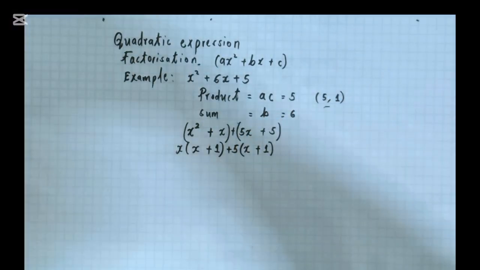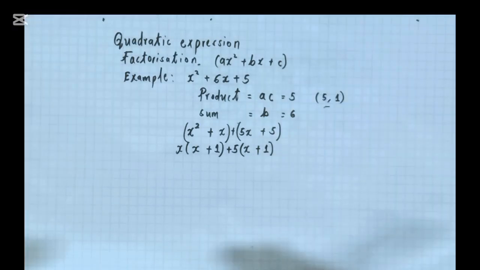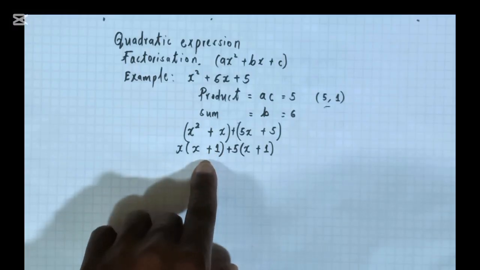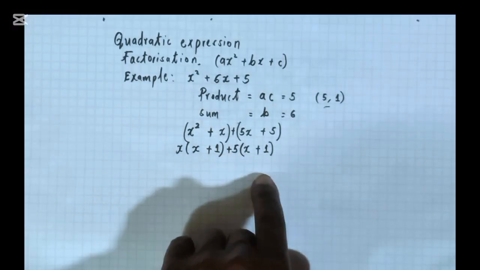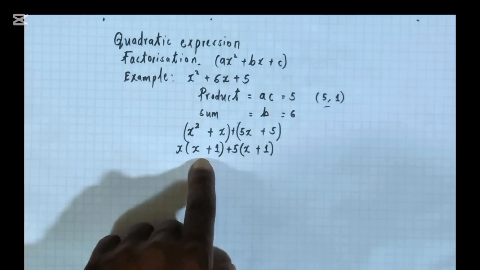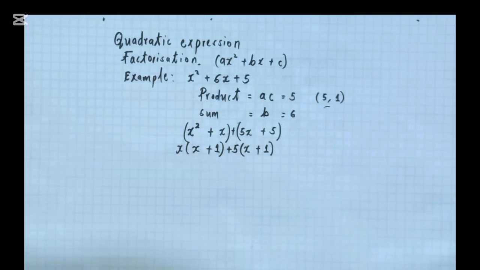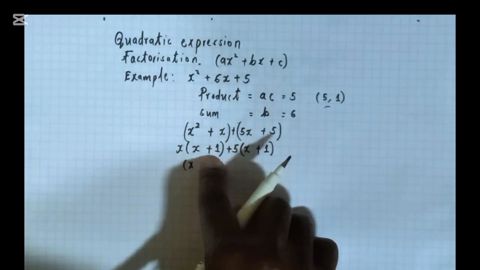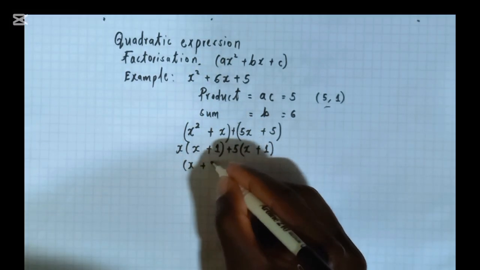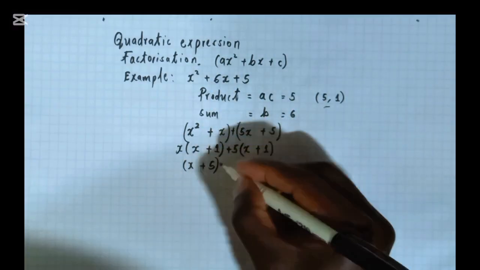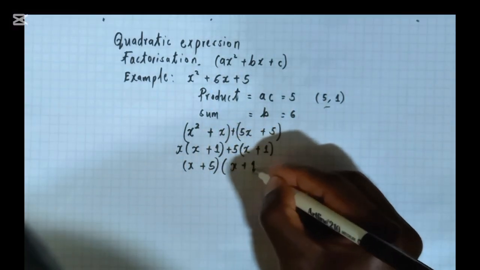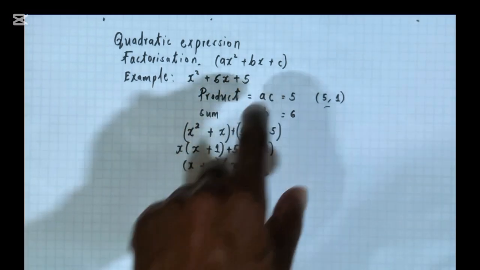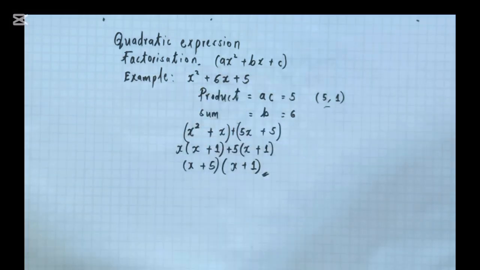If you've done our class on factorization by grouping, then you will remember we said that whenever the terms in the bracket are identical to each other, we pick one of them and pick the two other terms that are outside the bracket. So to factorize this, we're going to have x, which is outside the first bracket, plus 5, which you can see is outside here, into x plus 1. And that will be the factorized version of this particular expression, that is x squared plus 6x plus 5.